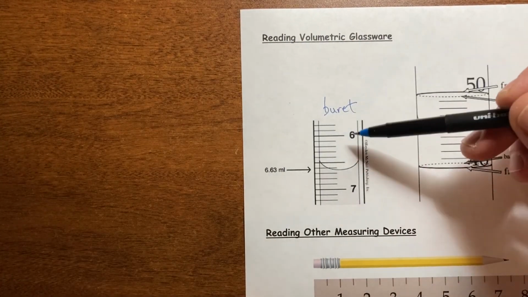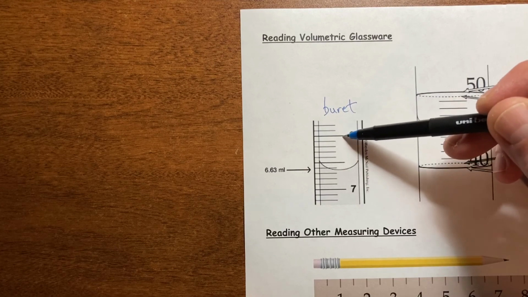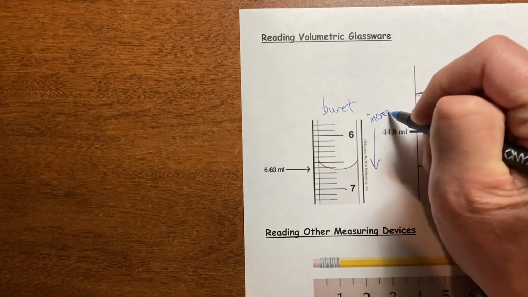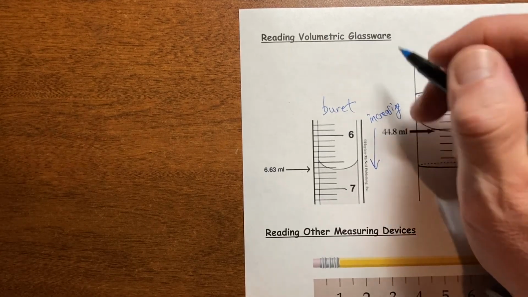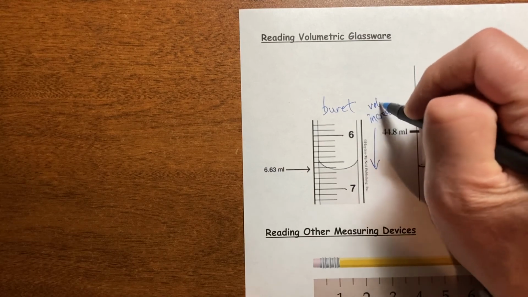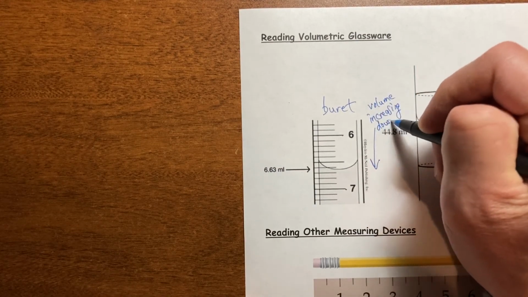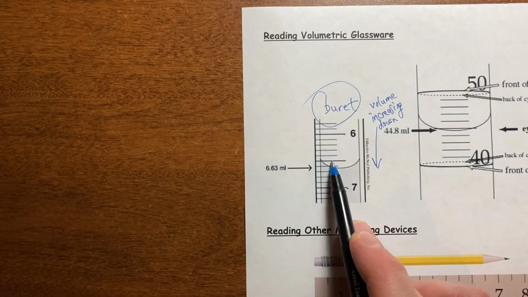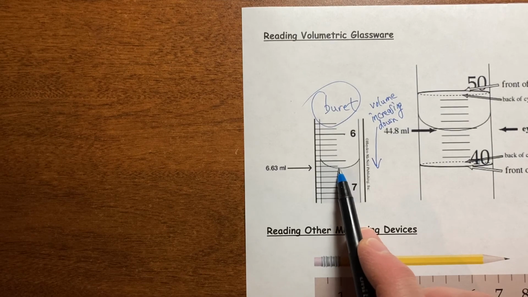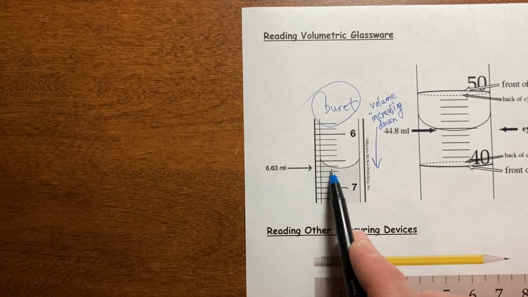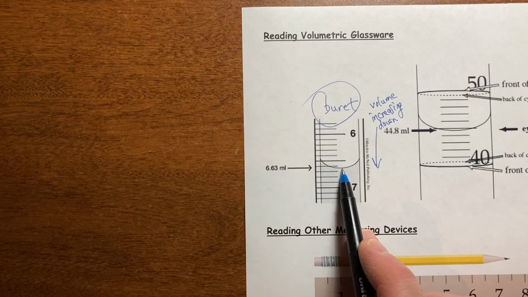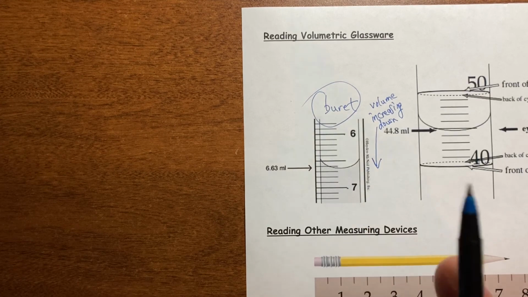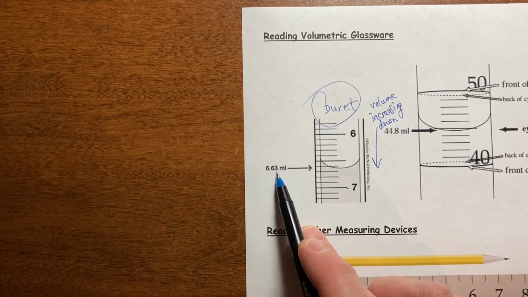So notice that the level of the liquid is greater than 6 but less than 7. So it's increasing downward. I can't stress that enough because it's easy to get confused with that. So volume is increasing downward for this burette. So it's 6.1, 6.2, 6.3, 6.4, 6.5, 6.6. It's a little past the 6.6 line, and it's about 1/3 of the way past it. The distance between here and this relative to this is about 1/3. That's where this last decimal place of 3 comes from.